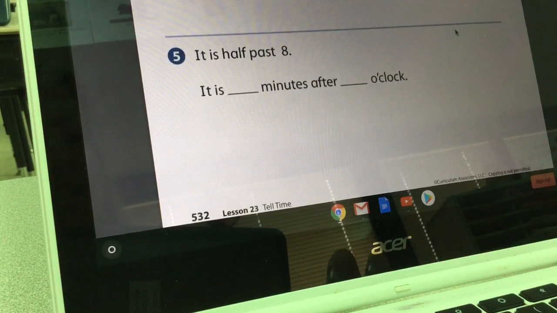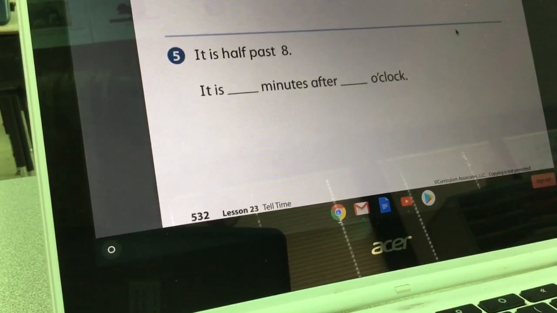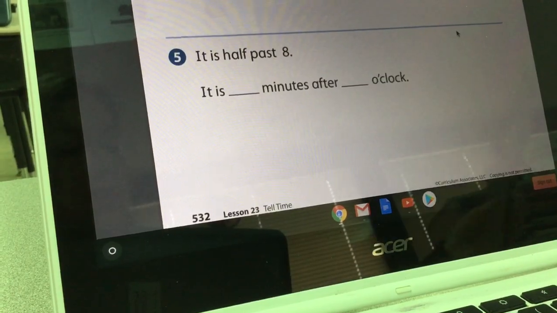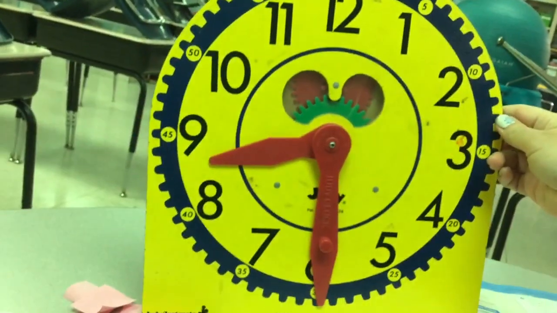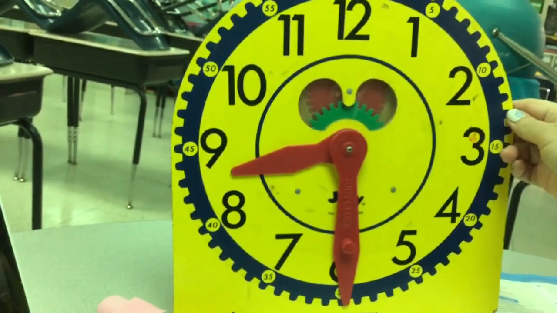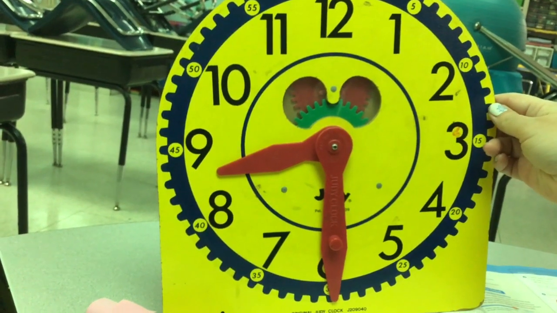Okay, problem 5 says it is 8:30. It is minutes after o'clock. All right, let me put 8:30 on my clock here, and let's take a look at it. So here's 8:30. How do we know it's 8:30? Because our minute hand has gone halfway around the clock from when it started at 8 o'clock.